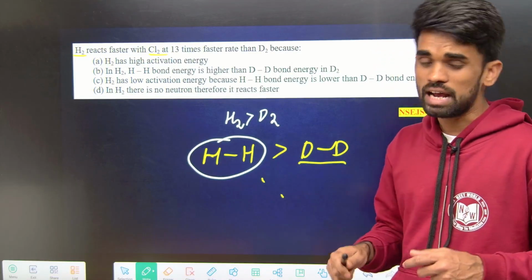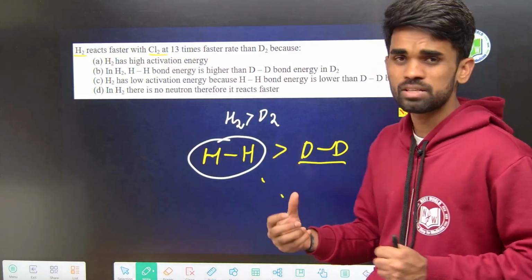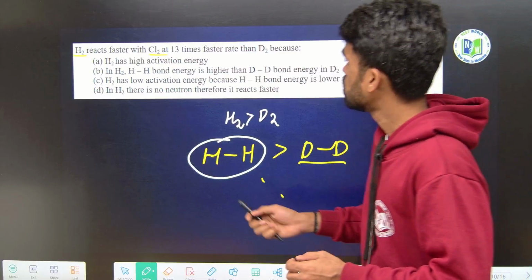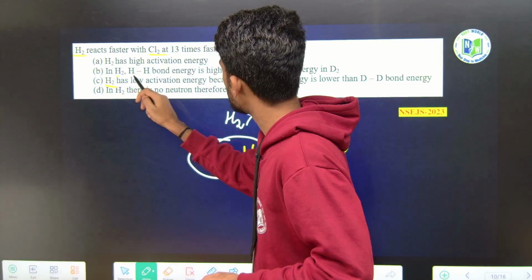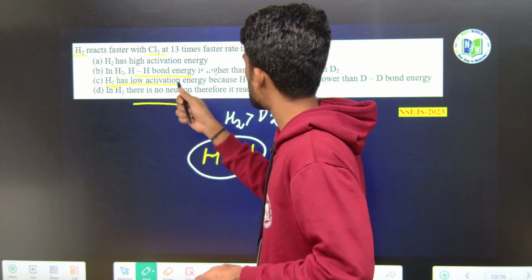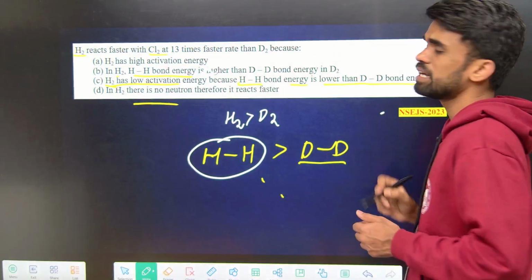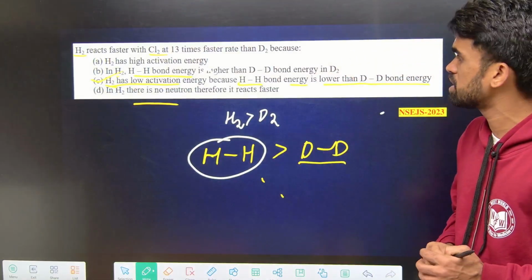So this is also what I can call the isotopic effect. During chemical reactions we use this, and we are able to find which has the faster rate and which has the slower rate. So H2 has lower activation energy because the H-H bond energy is lower than the D-D bond energy. So option C will be the perfect answer for this question.